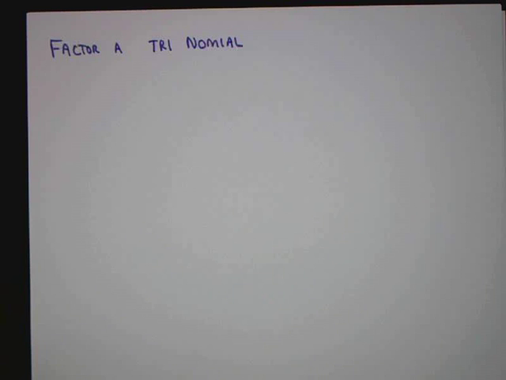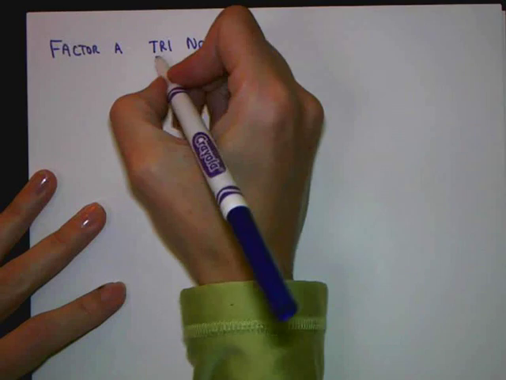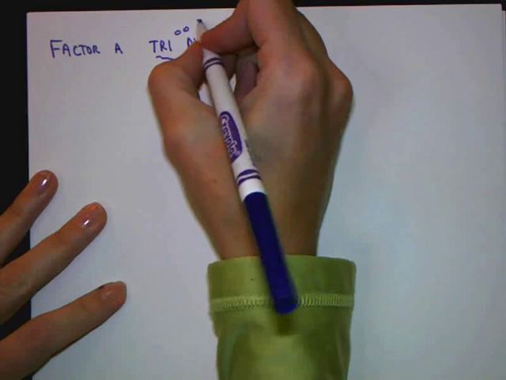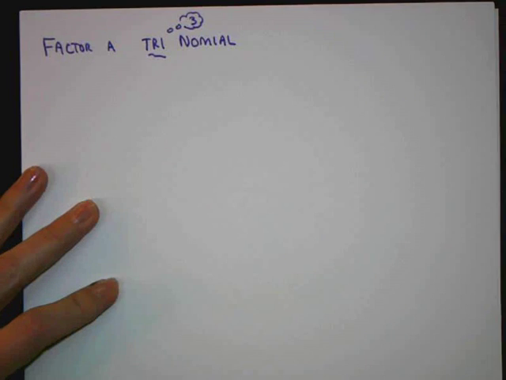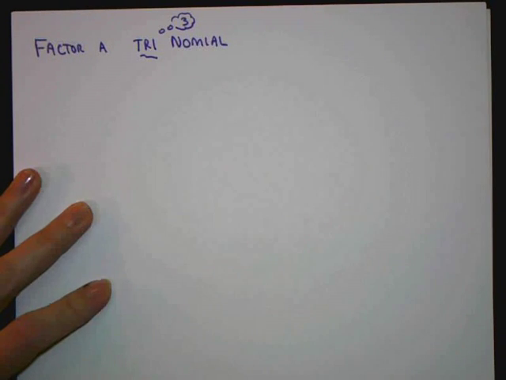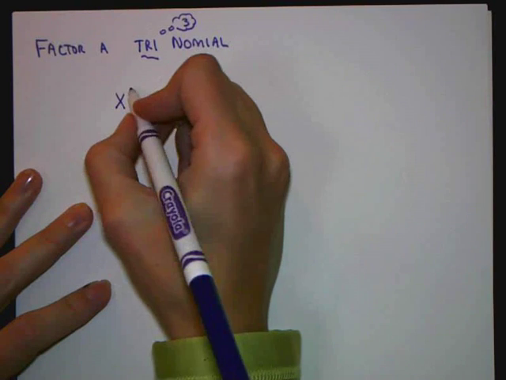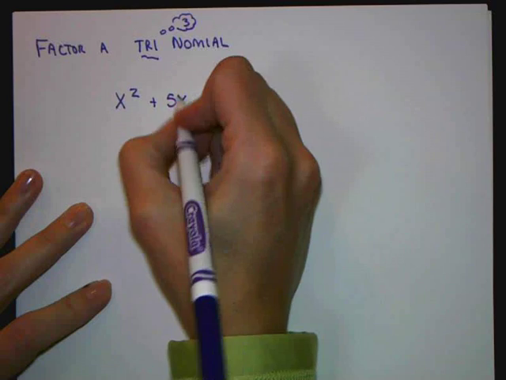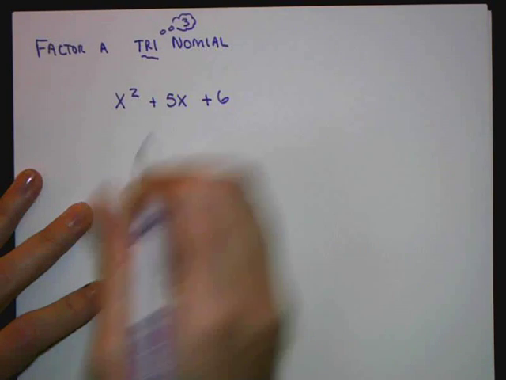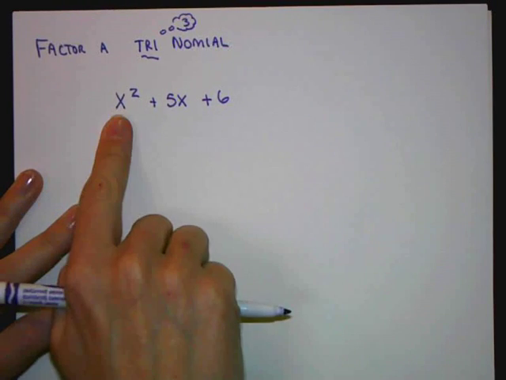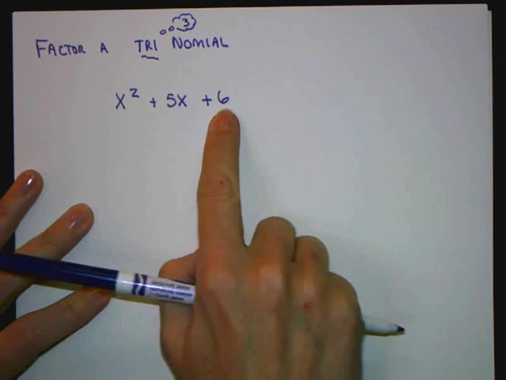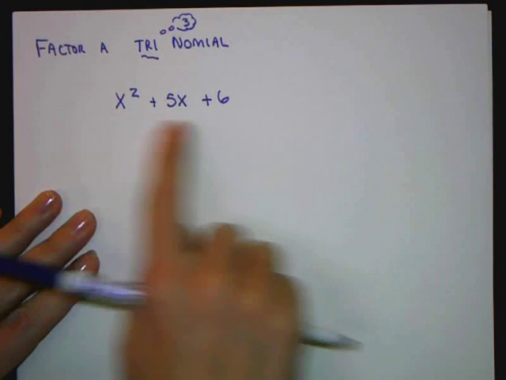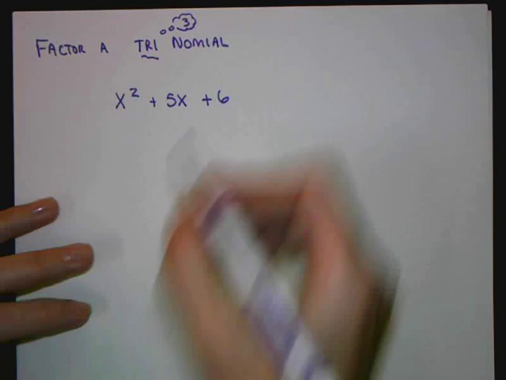The next thing that we're going to look at, and we'll do this a lot, is factoring a trinomial. Remember that prefix tri means 3. So this is going to be an expression that has 3 terms added together. Here's an example of a trinomial that we might be asked to factor. X squared plus 5x plus 6. It has 3 terms, a squared term, a plain old x term, and a constant term. We're going to factor expressions that look like this a lot.